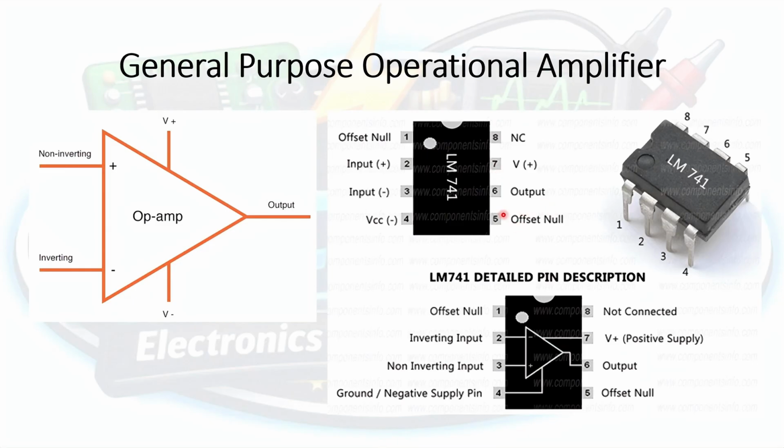Most dual inline package integrated circuits have the same type of numbering. So the LM741 has that. The LM358, the comparator, same thing. And also for the 555 timer, same format. Now, the internal construction of the LM741 looks like this. You can see here the diagrammatic representation of our general purpose operational amplifier.